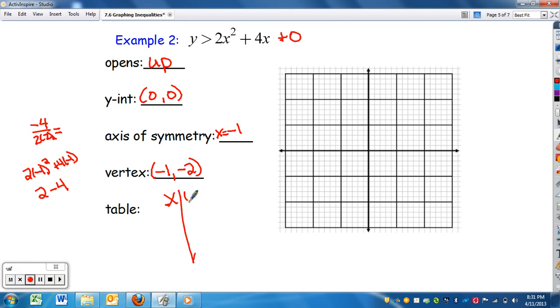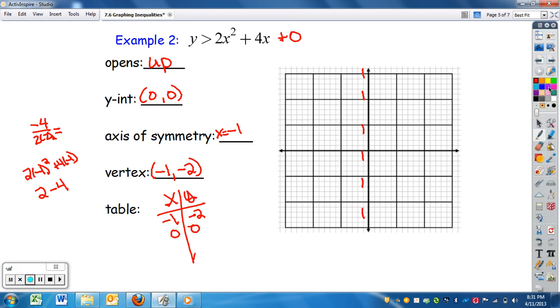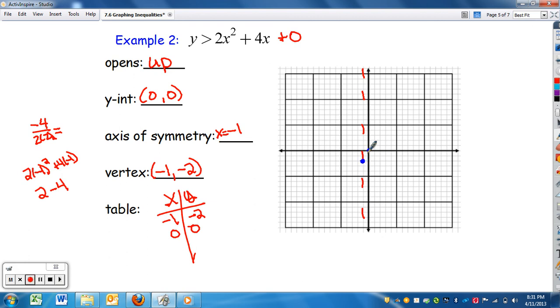Doing my table of values: (negative 1, negative 2), (0, 0). Drawing my axis of symmetry at x equals negative 1. Remember, that's the middle of my parabola. We have (negative 1, negative 2) and (0, 0). Reflect it over. Do one more point. Looks like I can do x is 1. So 2 times 1 squared plus 4 times 1 is 2 times 1 plus 4, which is 6. So (1, 6). Reflect it over.